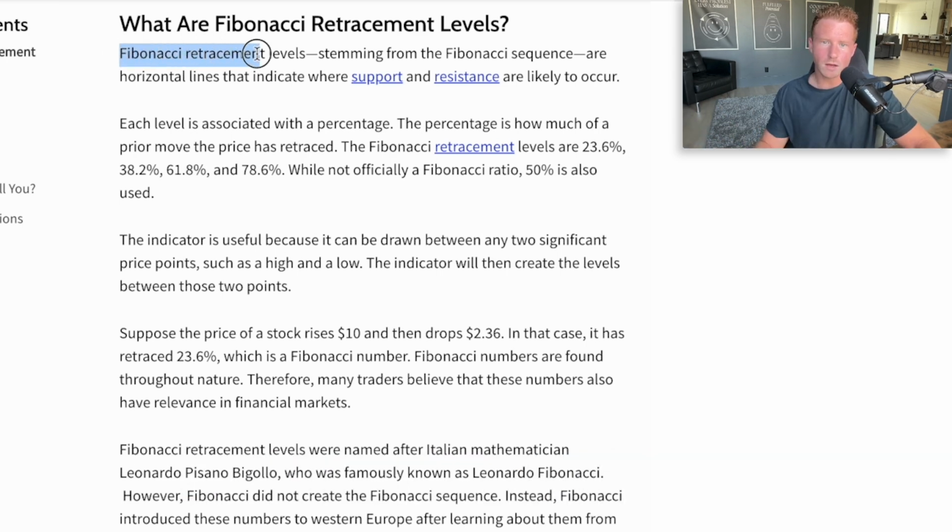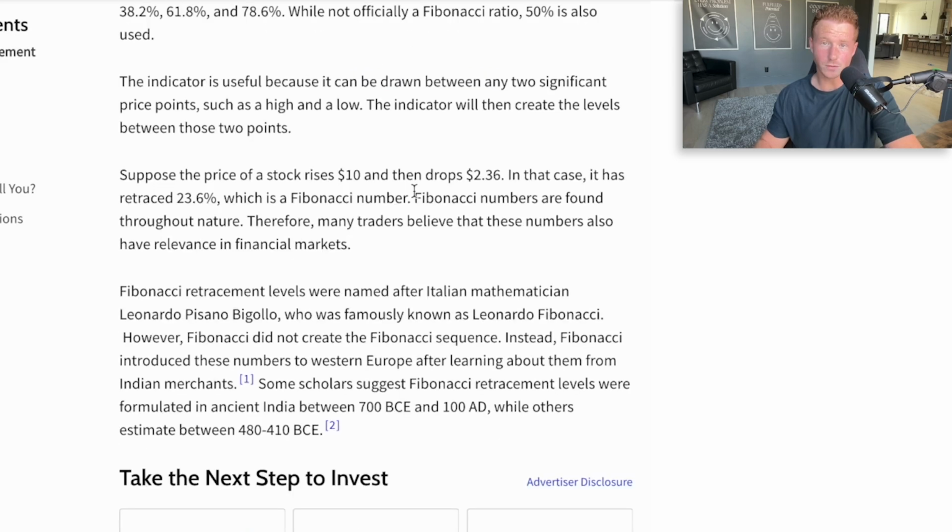So fib retracement levels, stemming from the Fibonacci sequence, are horizontal lines that indicate where support and resistance are likely to occur. Each level is associated with a percentage. The percentage is how much of a prior move the price has retraced. Retracement levels are 23.6, 38.2, 61.8, and 78.6. Then also the 50%. If you don't know, Fibonacci numbers are used in a lot of things. It says Fibonacci numbers are found throughout nature. Therefore many traders believe that these numbers also have relevance in financial markets as well.